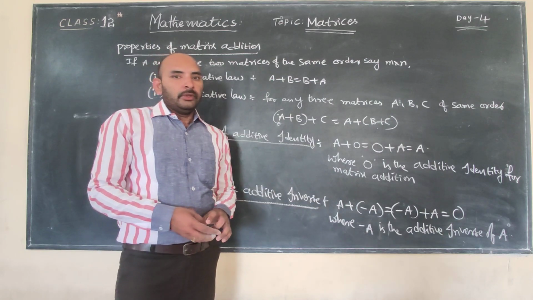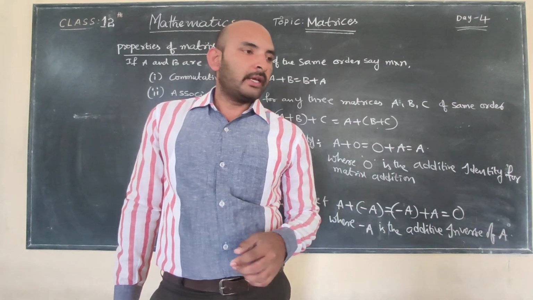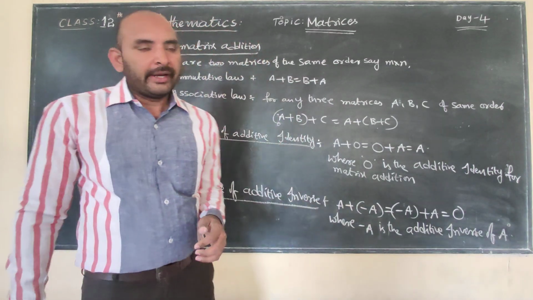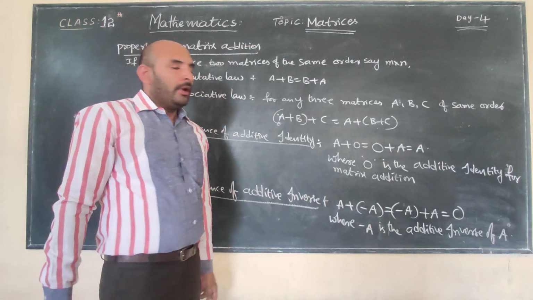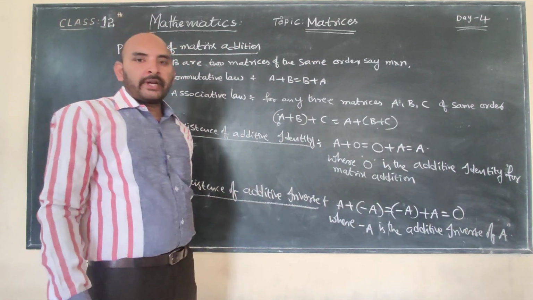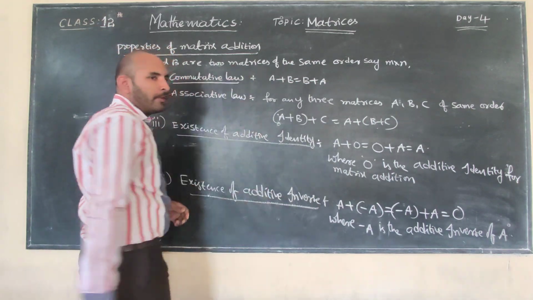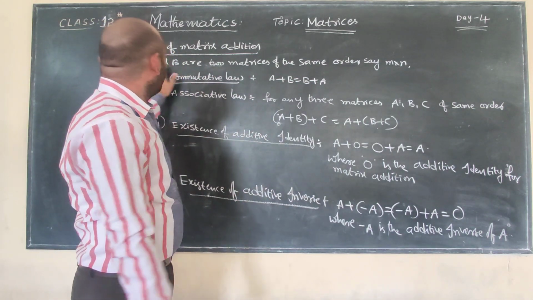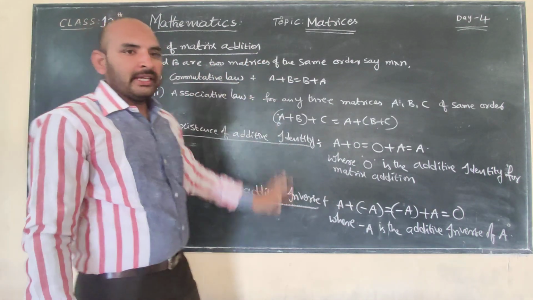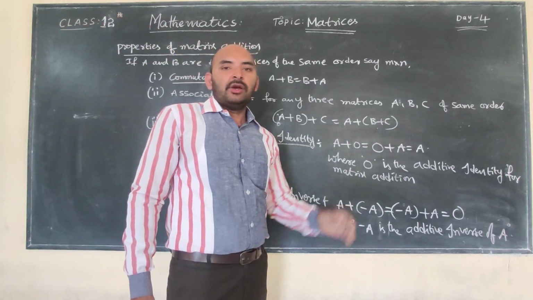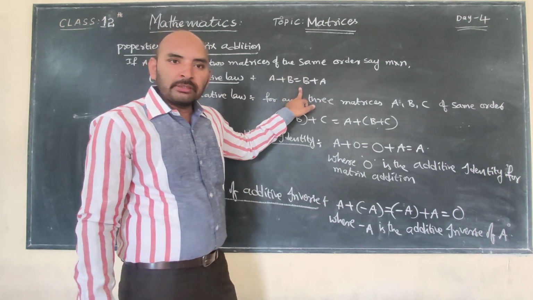So up to now we have seen addition and difference of two matrices, multiplication of a scalar, and negative of a matrix. Next one, properties of matrix addition. Here we have totally 4 conditions for matrix addition. First one, commutative law. If A and B are two matrices of the same order, say M cross N, then matrix addition is possible and A plus B is equal to B plus A. Both matrices' orders must be the same.